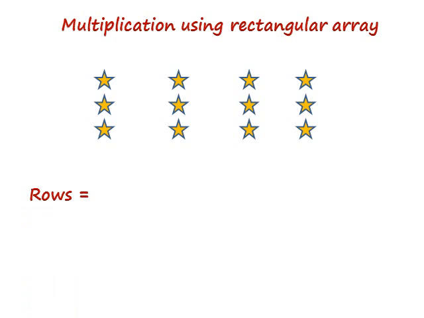Alright. So let's count how many rows there are. Rows are the horizontal lines, alright? So that's 1 row, 2 rows, and 3 rows. So therefore you have 3 rows. And then let's count how many columns we have. Okay, so that's 1 column, 2nd column, 3rd column, and 4th column. So there are 4 columns.